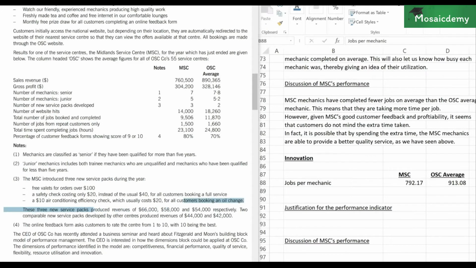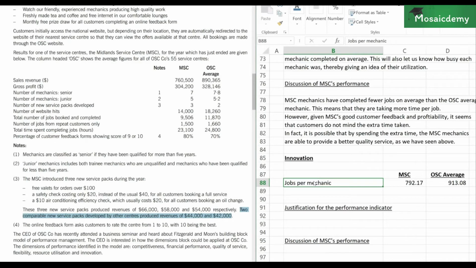Produced revenue of this much. So we have the revenue from the new service packs and we have the overall revenue as well. So we can calculate the proportion of revenue from new service packs. And there was also mentioned 2 comparable new service packs were developed by other centers and they produce this revenue, right? So we can say revenue, proportion of revenue from new service packs. And point 4, the online feedback asks customers to rate centers from 1 to 10. So that's fine, that's not relevant here. Okay, so proportion of revenue from new service packs.